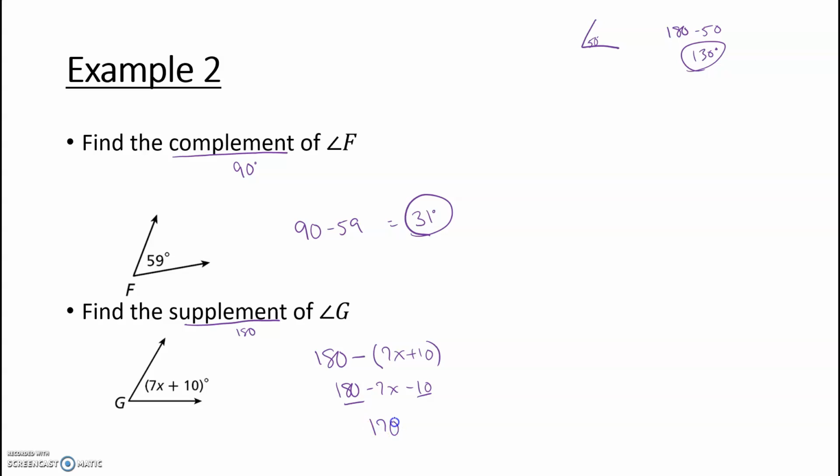So 180 minus 10, we're going to combine like terms. We have 170, and we have minus 7x. And as ugly as that looks, I know you don't like that as an answer, but that is your answer. 7x plus 10 plus 170 minus 7x, these should add up to 180. Right? They should add up to 180, and they will. 170 plus 10 is 180, and 7x minus 7x will cancel.